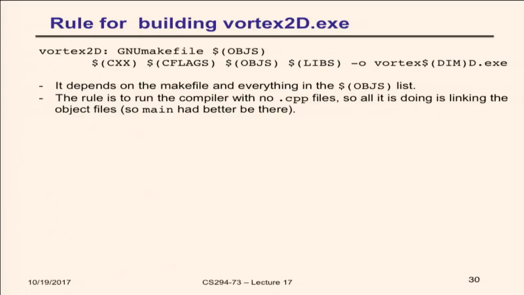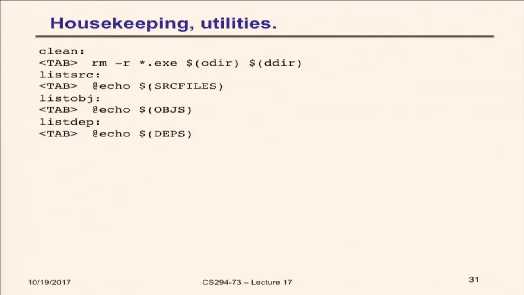Good. The rule is to run the compiler with no .cpp files. So all it's doing is linking the object files. So main had better be in the object files, and in fact it is, because I put the directory dot in my vpath. So it compiled the .cpp file for me there as well. So I have some housekeeping utilities. Make clean is to remove everything: remove the executable, remove the object files, and remove the dependency files. And now everything's cleaned up.